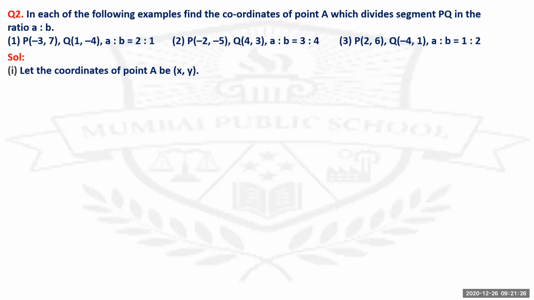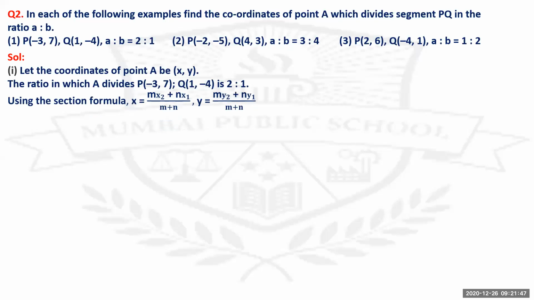Let the coordinates of point A be x comma y. Now this statement is going to remain same for all the three sub questions. Getting this? The ratio in which A divides P(-3, 7) and Q(1, -4) is 2 is to 1. Using the section formula, x equals mx2 plus nx1 upon m plus n, y equals my2 plus ny1 upon m plus n.